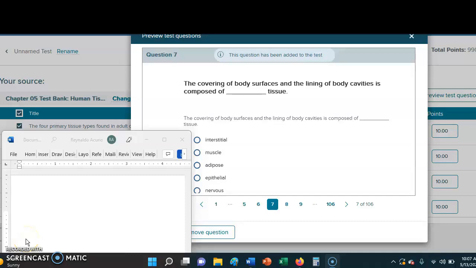Okay, first question. The covering of body surfaces and the lining of body cavities is composed of blank tissue. Okay, so let's stop for 5 seconds. Okay, let's go to the figure.